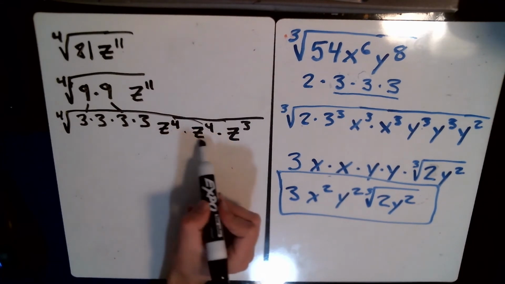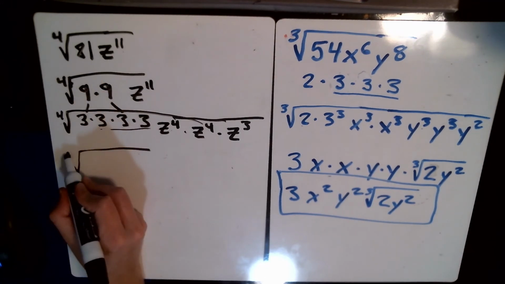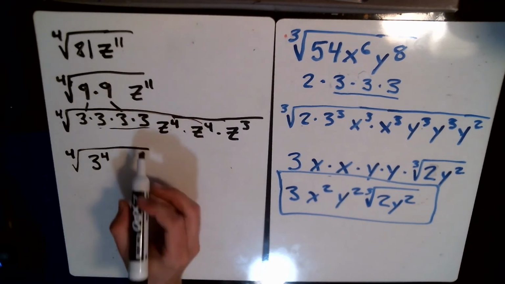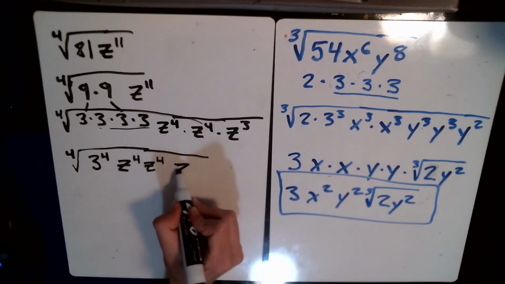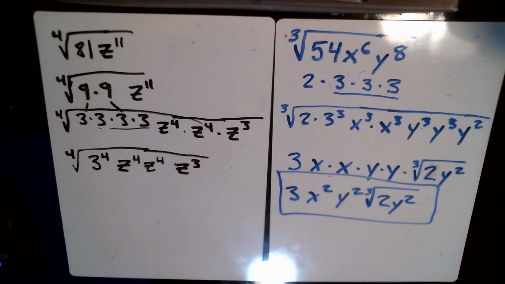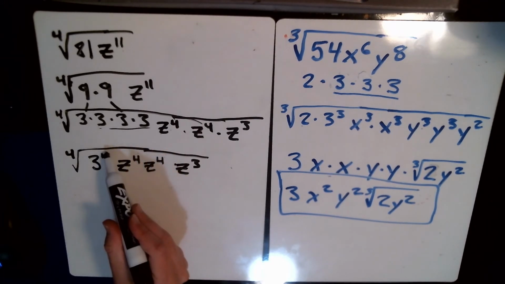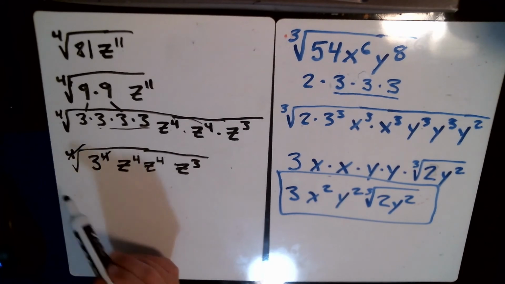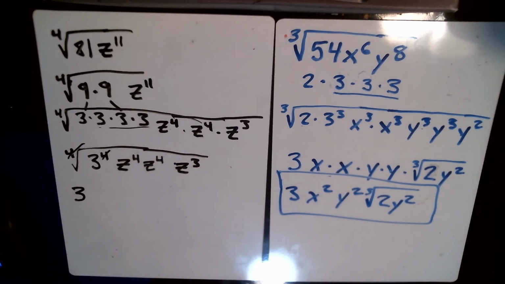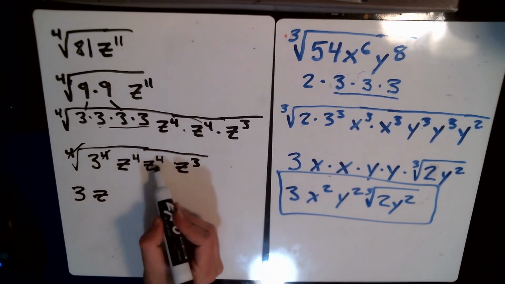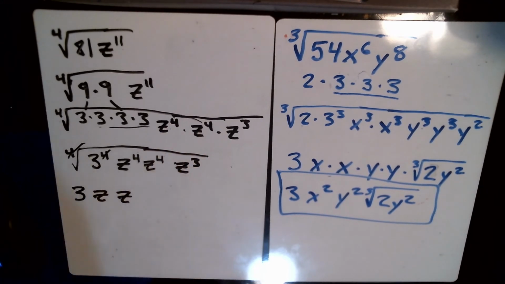So we've got our z's in fourth powers, and then I can combine these 3's up into a fourth power to be able to cancel out. So we got 3 to the 4th, z to the 4th, z to the 4th, and z cubed. Okay, that's what we've got there. So anything that has a fourth power on it, you can cancel out the fourth power with the fourth root, and move it out to the front. So we've got 3 moves out. The fourth power cancels out with the fourth root on the z. Fourth power cancels out with the fourth root, and we get another z.